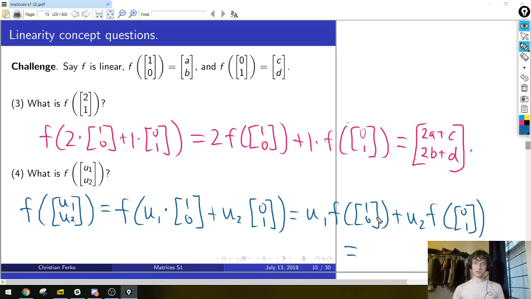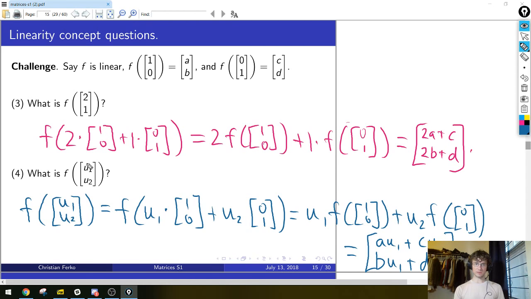And now we know what these two things are. We know f of (1, 0) is (a, b), and when we multiply that by u1, we have au1 and bu1. And similarly, when we multiply u2 times f of (0, 1), we have cu2 and du2. So I'm going to do this all in one step. We're going to have au1 from the first term, and then cu2 from the second term. And on the bottom again, we have bu1 from the first term and du2 from the second term.